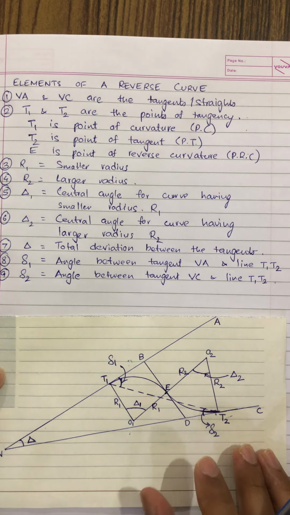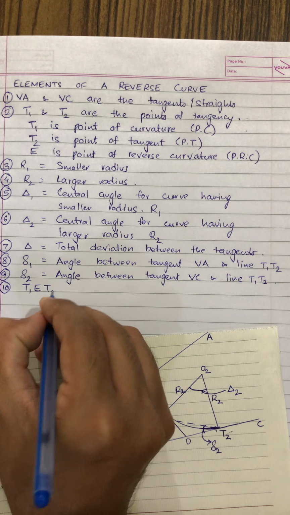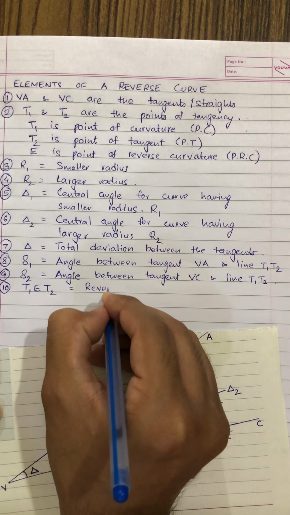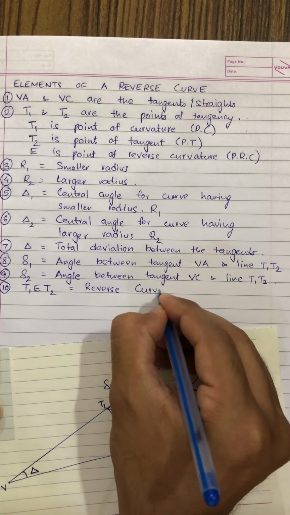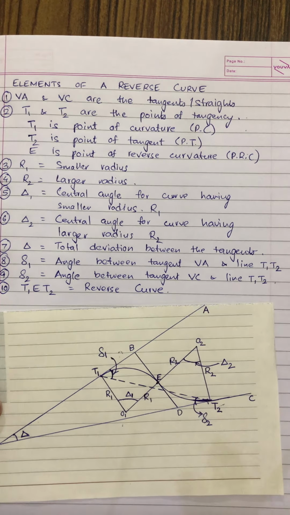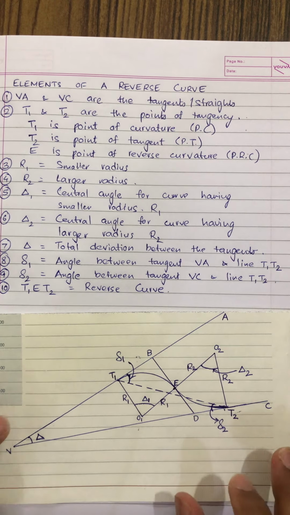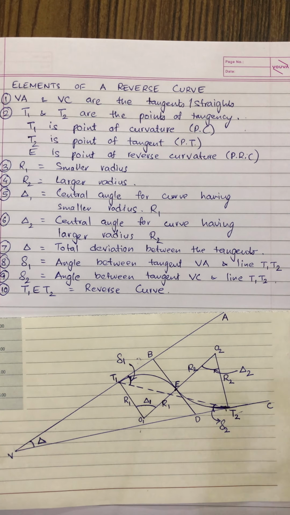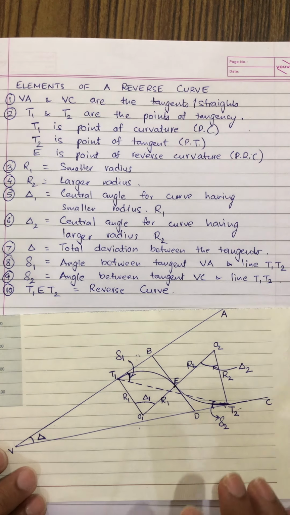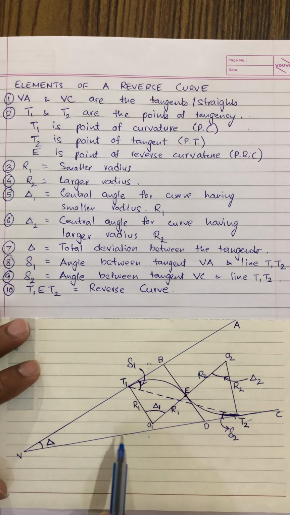Here, what is indicated by this reverse curve? This T1, E, T2. Okay, T1, E, T2 is indicated by this reverse curve. I will write that also here. This T1, E, T2 is actually the reverse curve. Okay. So these are actually the parts, or you can say the elements of a reverse curve. Fine. Now we need to calculate the relationship between all the parts. Okay. So for that we will have to consider this diagram.